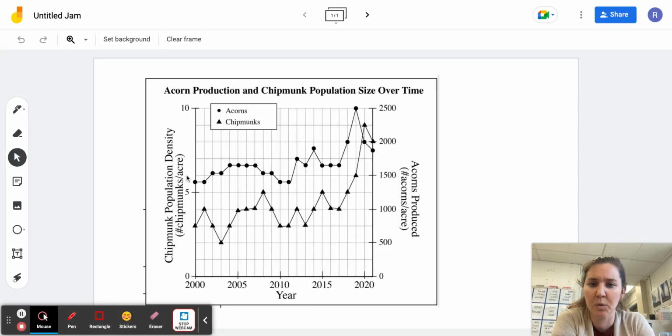Okay, so the first question in here asks for the title of this graph. For that, you just got to look up here at the top of the graph, and that is the title.